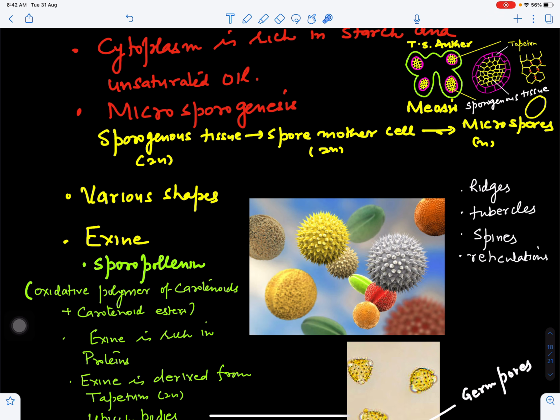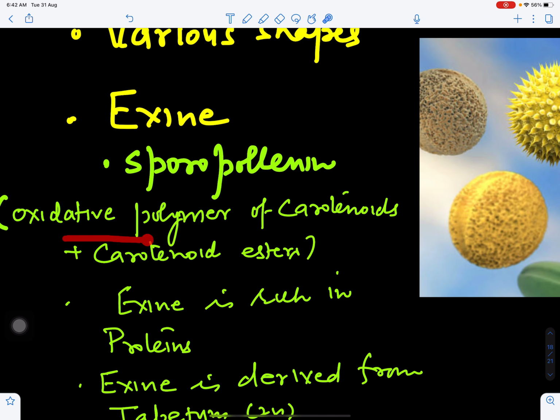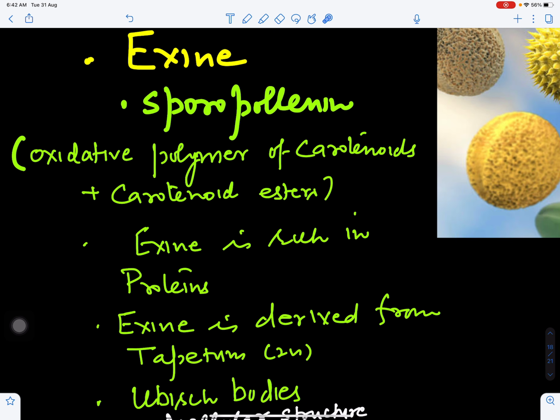This shows different patterns. Now this exine is made up of sporopollenin. What is sporopollenin? It is an oxidative polymer of carotenoids and carotenoid esters. Exine may be rich in proteins. When the pollen grain falls on the stigma, a reaction takes place between the pollen grain and the stigma. This is called the compatibility reaction. These chemicals help in identifying the stigmatic surface and pollen grain and help in their germination.